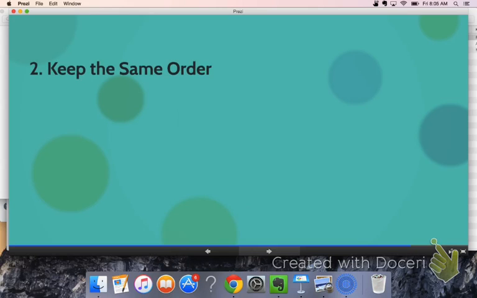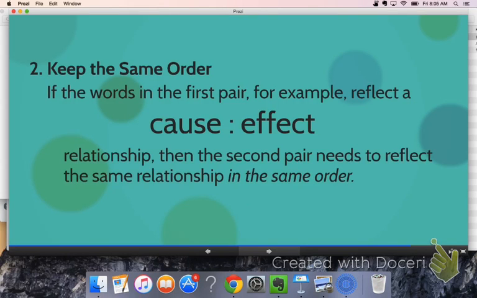The next tip is, of course, that it needs to be in the same order. It's the same with cause and effect. So if it's presented in cause and effect, then the second half also needs to be presented in cause and effect. It cannot be, again, inverted with effect to cause. So again, same exact order.